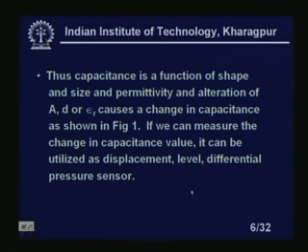The capacitance is a function of shape, and so we can see that capacitance is a function of shape, size and permittivity, and alterations of A, D or epsilon r cause a change in capacitance as shown in figure 1. We will show figure 1. That means you can see that if any of these, A, D or epsilon r, changes, we will get a change of capacitance.